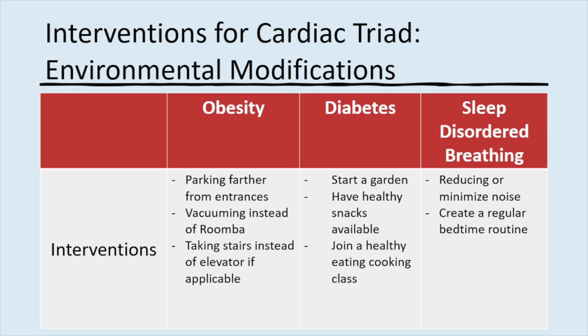With diabetes, a person's nutrition plays a big role in their health. We can focus our interventions on promoting and creating healthy eating habits. Examples of doing this, like on the slide, starting a garden in your backyard, having healthy snacks available, or joining a healthy eating cooking class. With sleep disordered breathing, creating an environment where the client can attain good sleep quality is the main goal. Examples how we can modify the environment to achieve this goal is by reducing or minimizing the noise in the room or the area and create a regular bedtime routine.